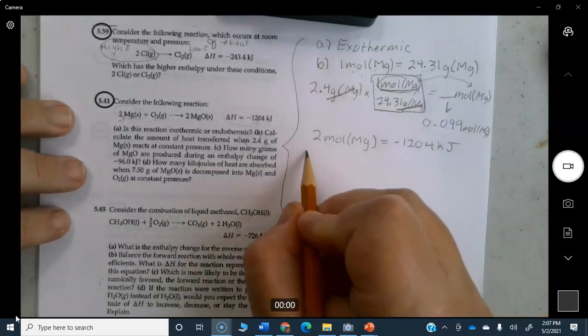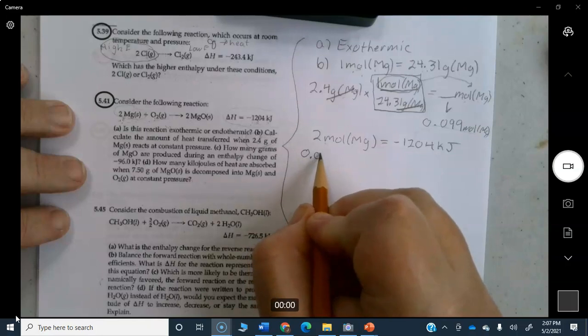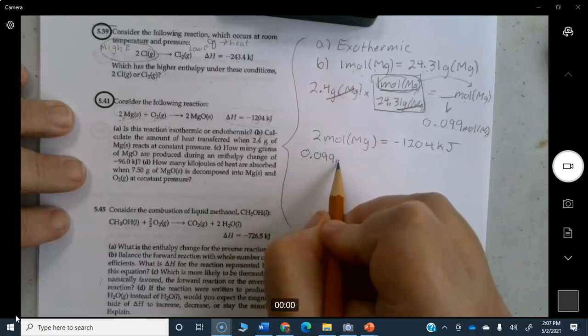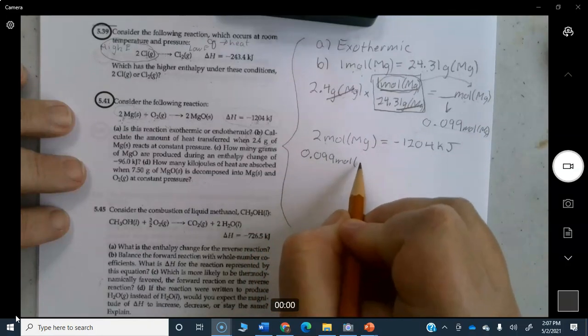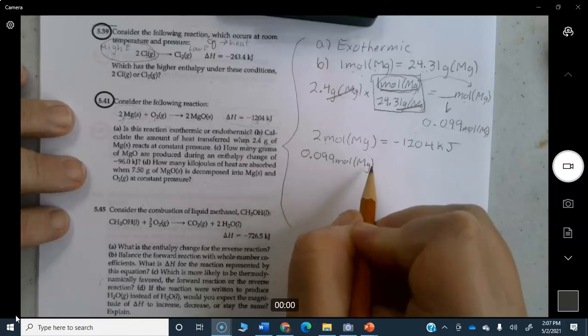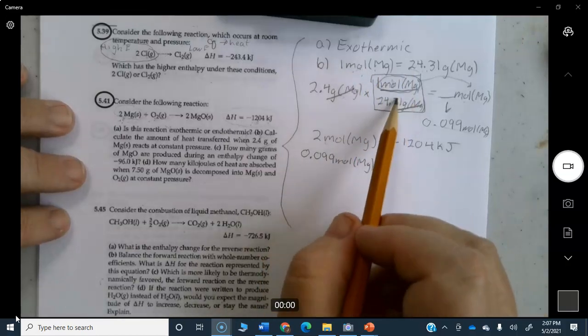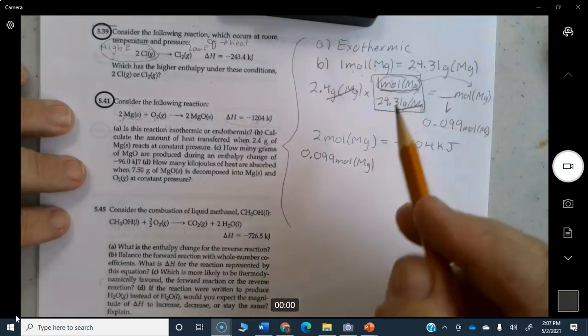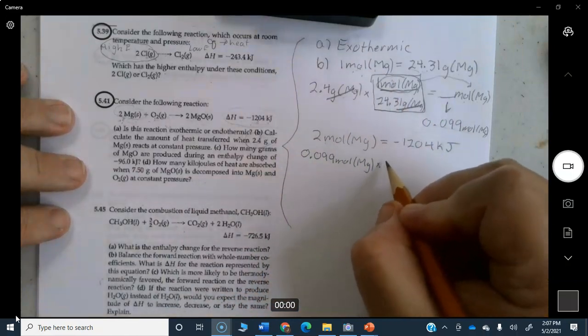But here's the way we're going to do it. We're going to say 0.099 moles. And just like we did the stoichiometry up here, we put one on the top, one on the bottom. Which one goes on top? I'm going to draw my box here.